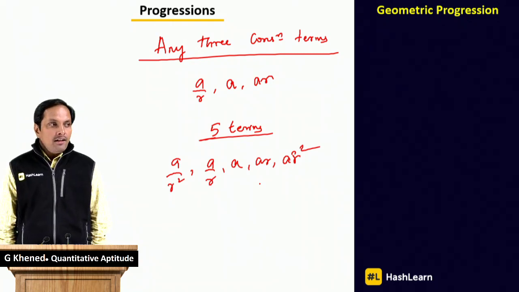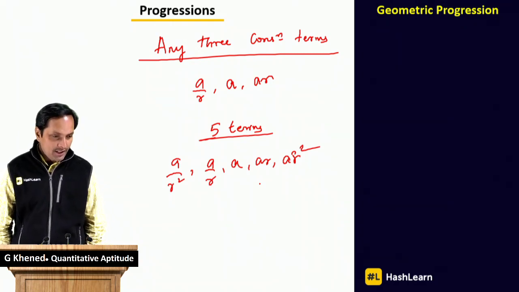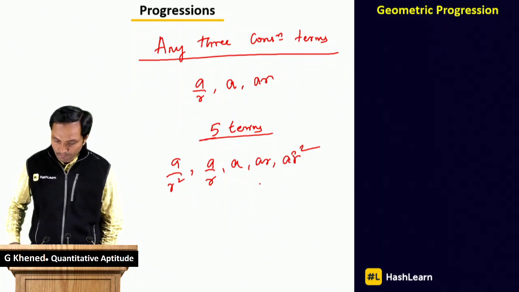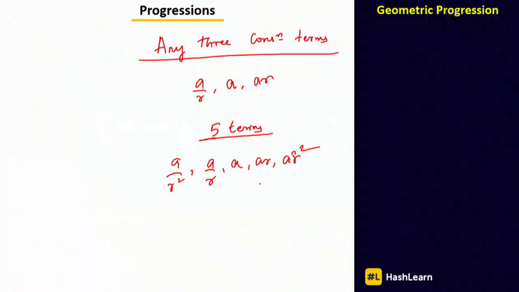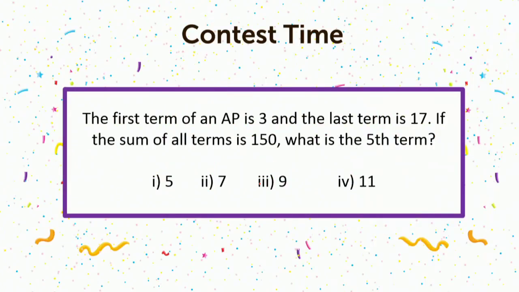Okay, fine then. With this basics, we shall go to the next slide. The next slide is the contest question for today. You have 60 seconds. The contest question is a concept based on arithmetic progression. You're left with 50 more seconds.